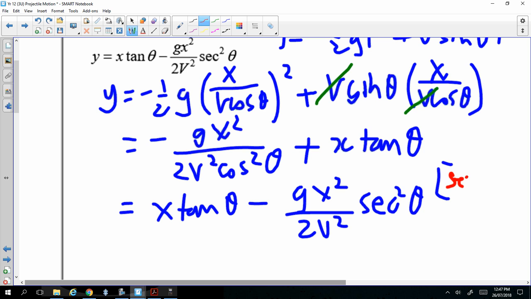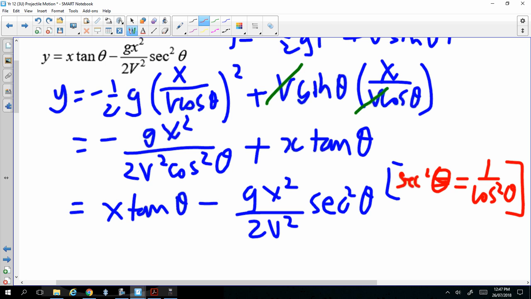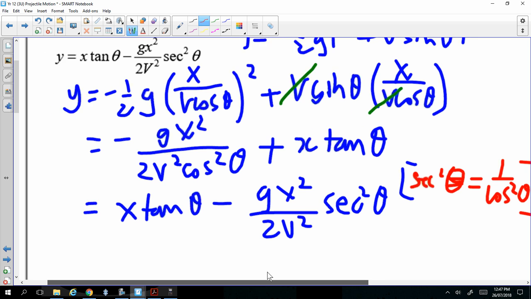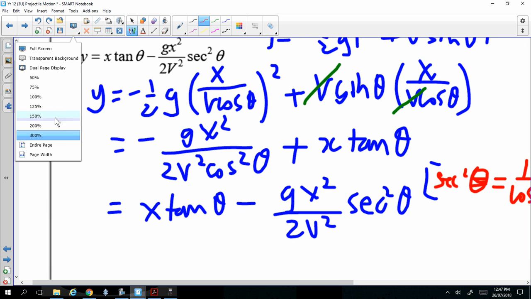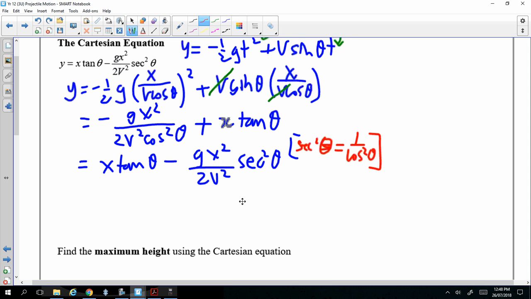Now, the next thing is, I want you to use the Cartesian equation to find the maximum height. So how do I find the maximum height? That occurs when the derivative dy/dx is 0. Okay, let's do that. So this is the equation of the parabola. We're going to differentiate this and find the maximum height.